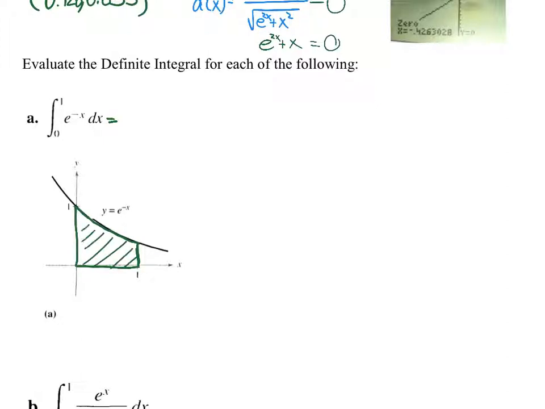That's what we're finding. So the antiderivative is negative e to the negative x. We're going to evaluate that from 0 to 1. If we plug in a 1 first, we have a negative e to the negative 1 power. So that's negative 1 over e. And then minus, we have a negative e to the 0. So that's a negative 1. Okay? E to the 0 is 1. So minus a negative 1. So that leaves us with a positive 1 minus 1 over e.